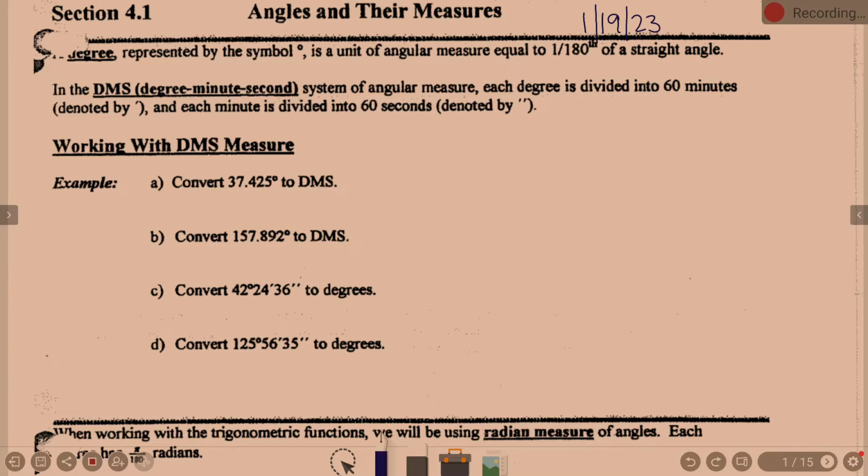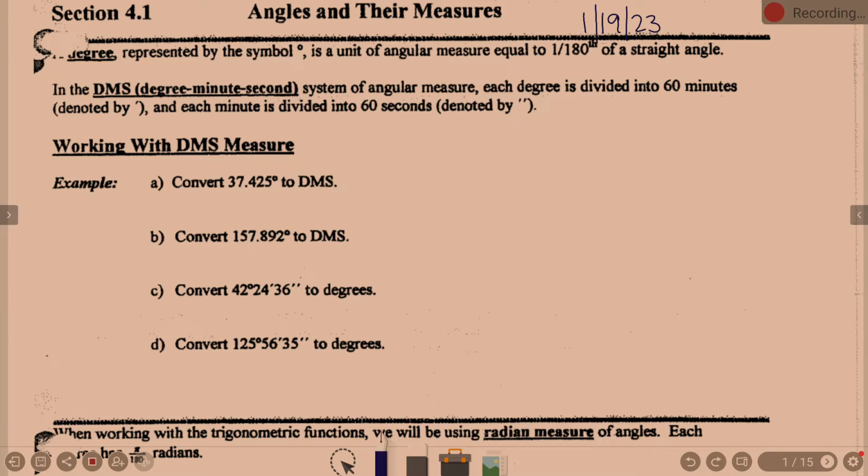Degree. You guys are familiar with degrees, right? A degree, represented by the little bubble symbol, is a unit of angular measure equal to 1/180th of a straight angle. Now, officially, that's them defining what a degree is. But you guys know, a straight angle, a straight line, how many degrees on a straight line? That is 180, yes? So they're saying that a degree is 1/180th of a straight angle.